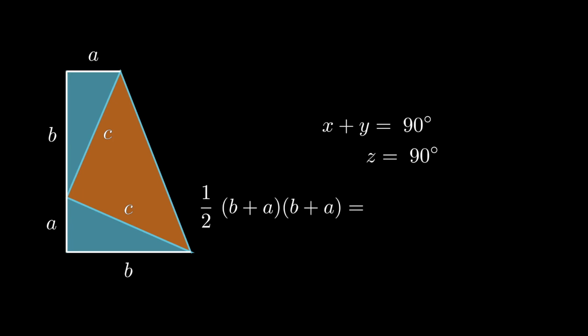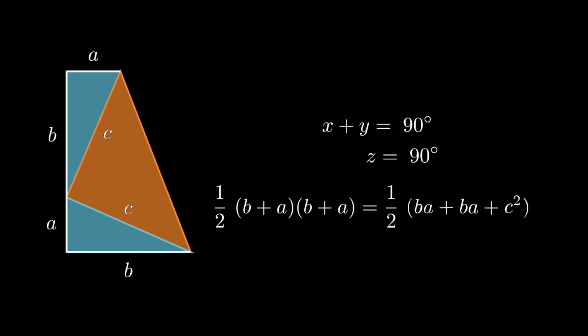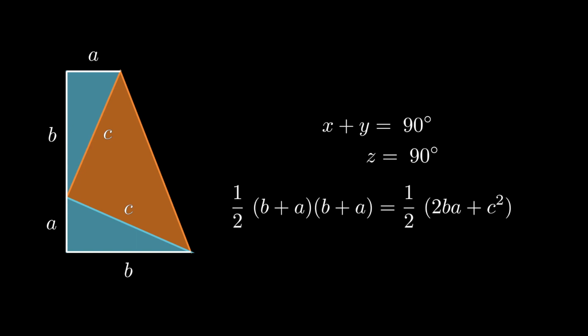Remember that this trapezoid is made of three triangles, so its area is the sum of the areas of each triangle. The area of this bottom triangle is half BA, the area of this upper triangle is the same thing, and the area of this orange triangle is half C squared. First, let's factor out the half on the right side of the equation. And that BA plus BA in there just simplifies to 2BA.